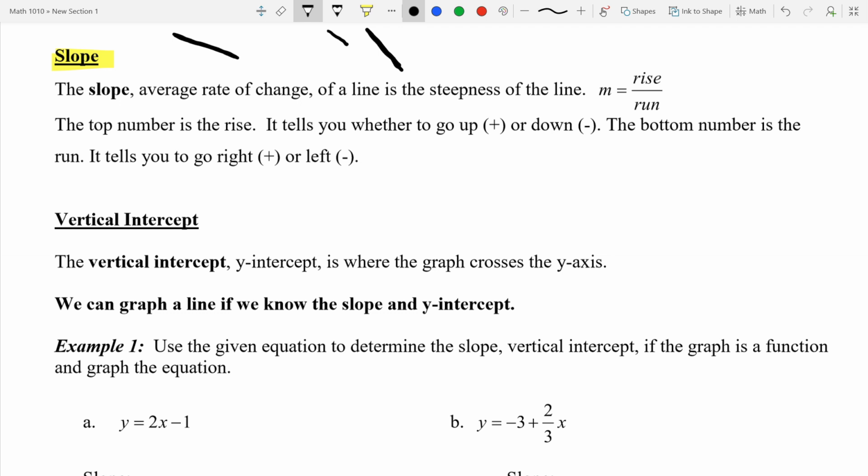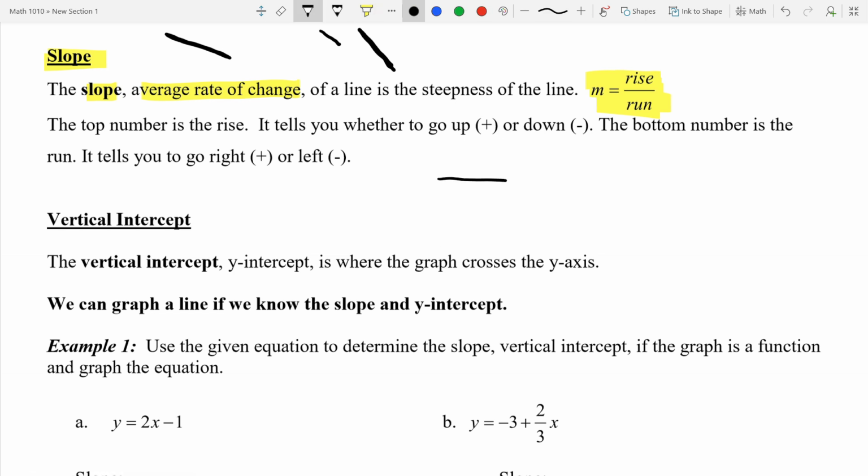That's it. Okay, so we talked about last time slope and average rate of change. Those are used interchangeably, and I will use them interchangeably. So you just need to know that those are the same thing. It's how steep the line is, and what it means is how far you go up over how far you go right or left. So it's up and down, that's rise, over right and left. So do this right here on your paper.